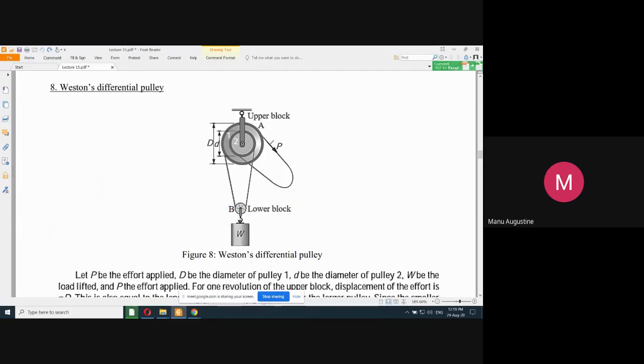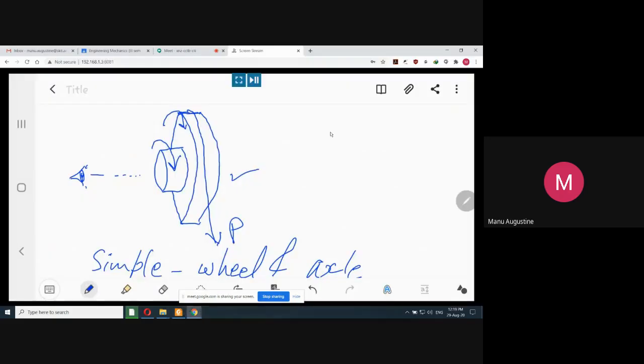See, there is always a problem with pulley and rope. You know, the problem is, when a pulley and a rope are used, there is a problem of slip. The rope can slip over the smooth pulley.